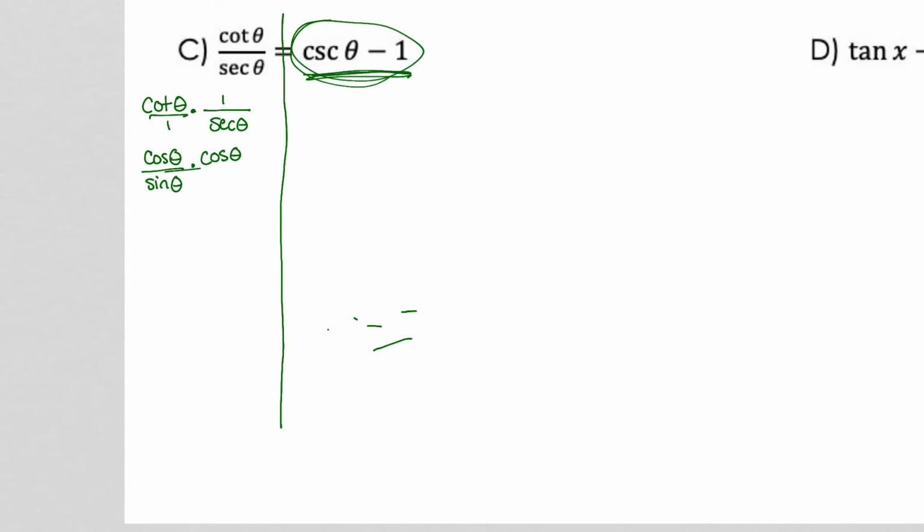Well, in the numerator now, I have cosine times cosine, which is cosine squared, all over sine. Again, let's see what we can do. So I have cosine squared over sine squared. And let's see, we know cosine squared, Pythagorean identity.